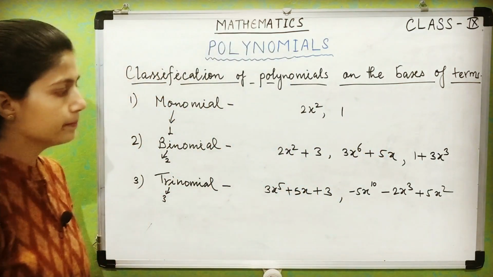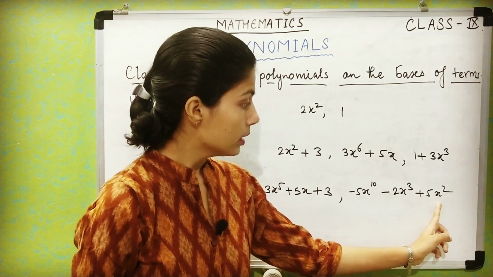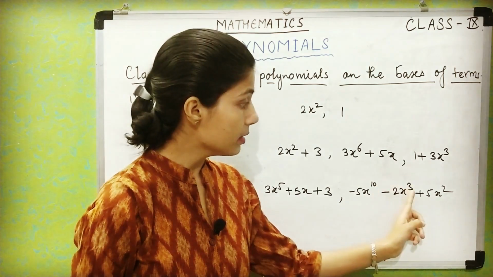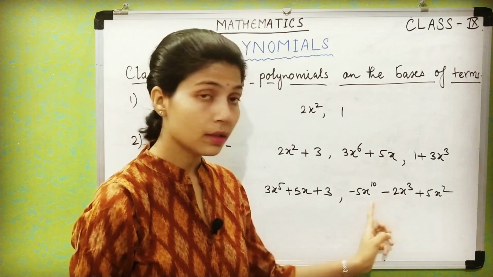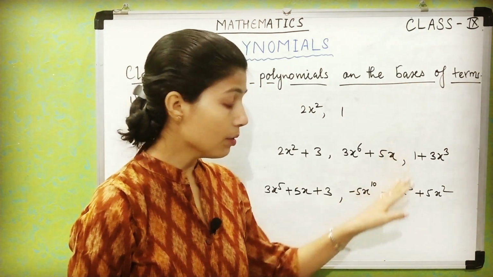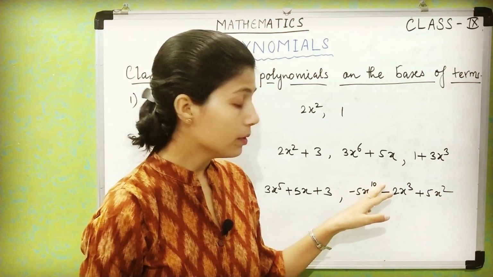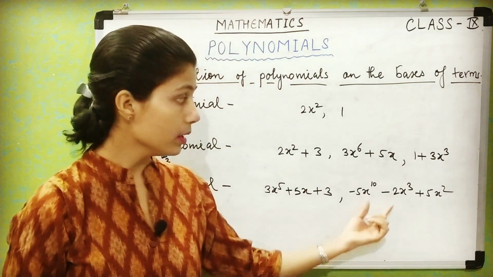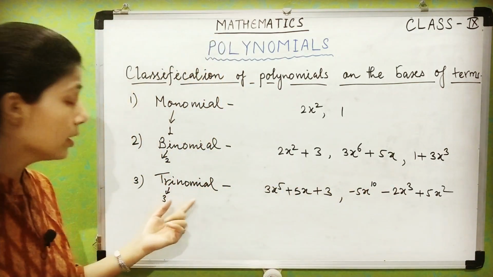Now see, there are 3 terms. Here is power 10, here is power 3, and here is power 2. So all these expressions fulfill the definition of a polynomial, meaning the variable has a power that is a whole number. These 3 terms make a polynomial, and since there are 3 terms, it's a trinomial.